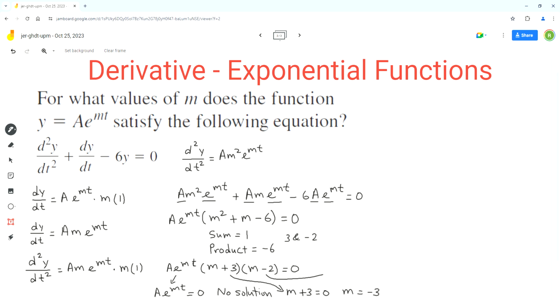Now from the third case we get m minus 2 equals 0, and now we can isolate m by adding 2 to both sides. So the 2's on the left side get cancelled out. So we get m equals 2. So this is the second solution.